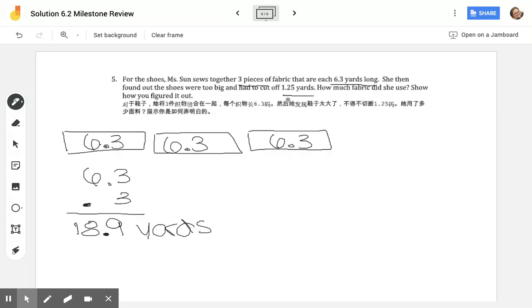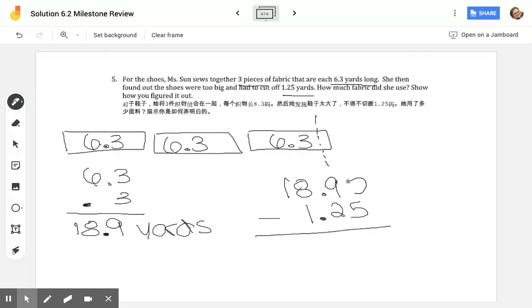Then she had to cut off 1.25 yards. Okay, so we're going to take our 18.9 and we need to slice off a bit. So that's subtraction. 1.25. And I know when I subtract with my decimals, I'm going to line up my decimal places, so I know I'm subtracting like numbers.